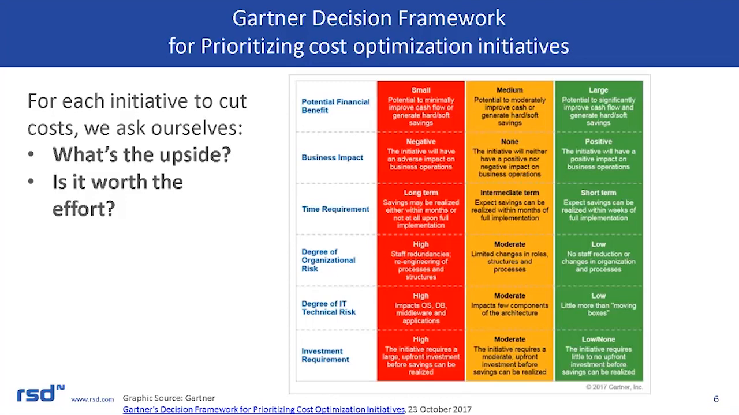First is potential financial benefit. Simply put, is this initiative worth pursuing? After all the work has been done, will the initiative have an impact on the bottom line? Categories go from small or little benefit to medium, moderate savings, or large, significant savings.